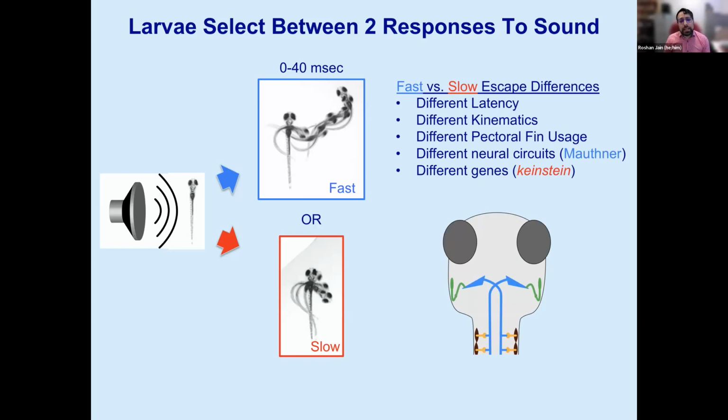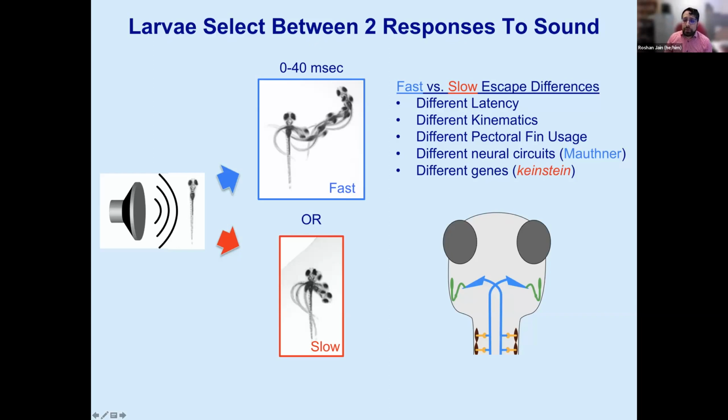And we've shown that these are distinguishable by their latency and their movement kinematics. The slow response is much more graded, whereas the fast one is sort of an all or nothing response. It does the same thing regardless of what the intensity of the stimulus is. They use different parts of their bodies and different muscles. These slow responses are using their pectoral fins as they start off, whereas with the fast responses, they tuck them in before they do anything. And then they're controlled by different neural circuits.